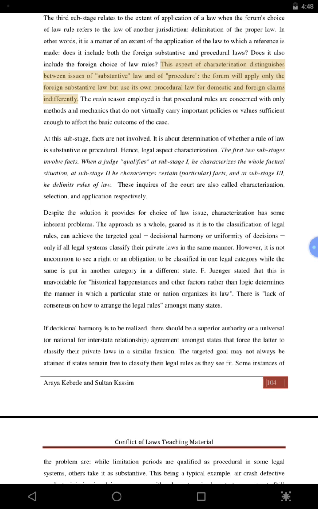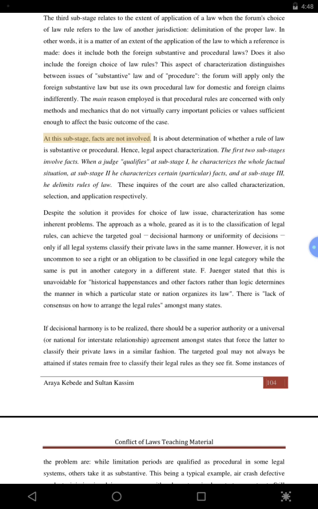This aspect of characterization distinguishes between issues of substantive law and of procedure. The forum will apply only the foreign substantive law but use its own procedural law for domestic and foreign claims indifferently. The main reason employed is that procedural rules are concerned with only methods and mechanics that do not virtually carry important policies or values sufficient enough to affect the basic outcome of the case.